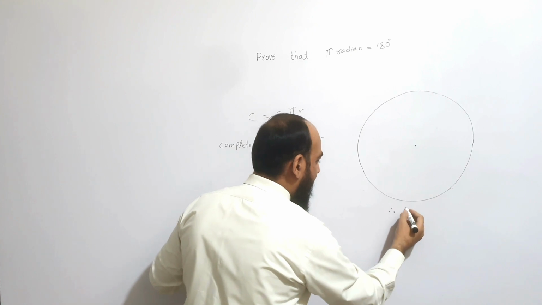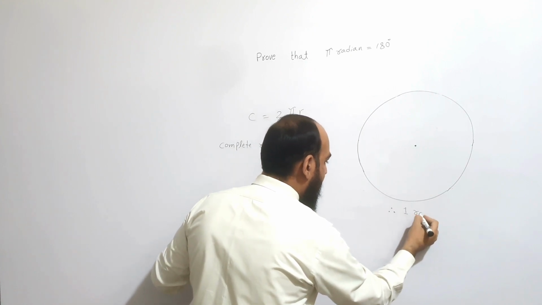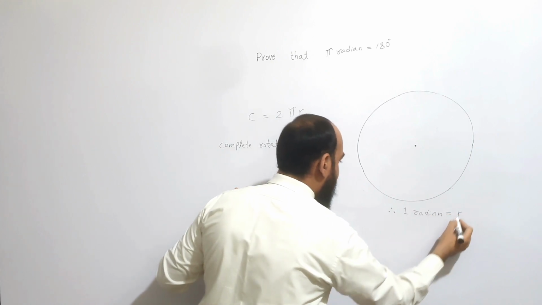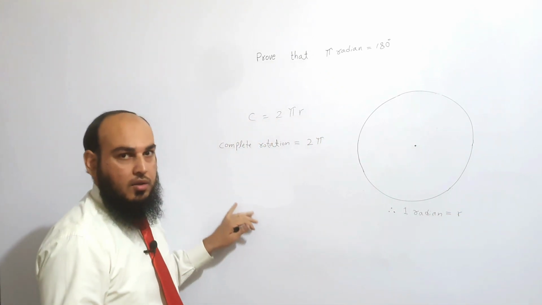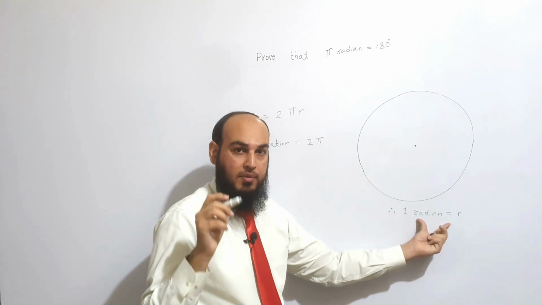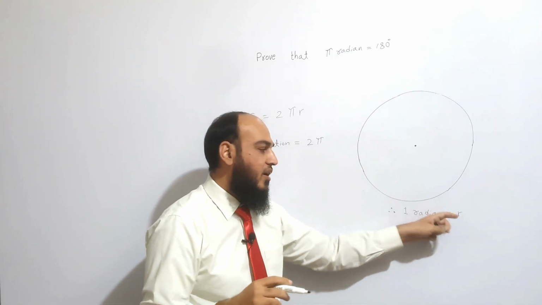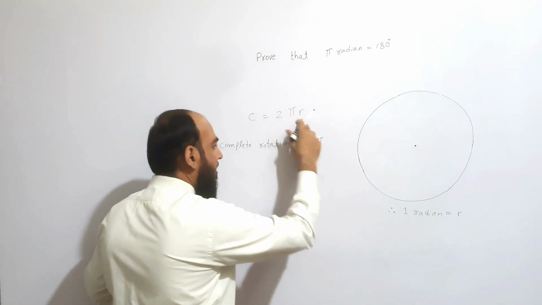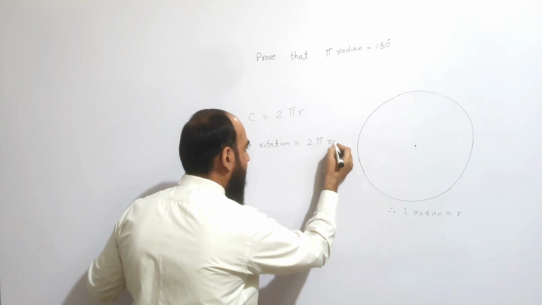you have to know that 1 radian is equal to the radius. This is a very important point you have to keep in your mind. 1 radian is equal to the radius. Then we'll replace the radius with radian.